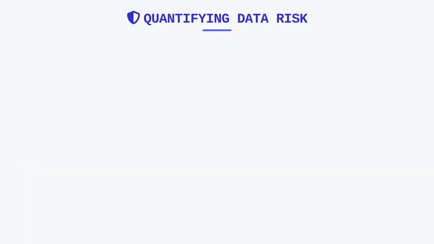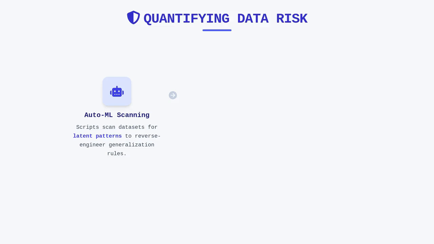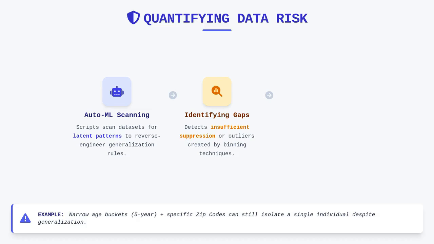To support this effort, we employ automated machine learning scripts that scan our datasets for latent patterns. These scripts effectively reverse engineer our generalization rules by identifying where our data suppression is insufficient or where binning techniques have created outliers. For instance, if you generalize ages into 5-year buckets, an attacker might still isolate a specific individual if they happen to be the only person in a particular zip code belonging to that narrow age range.